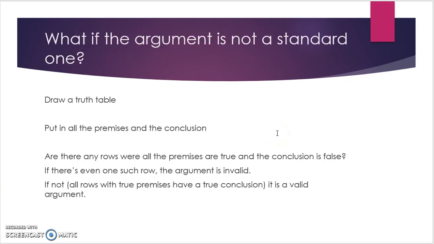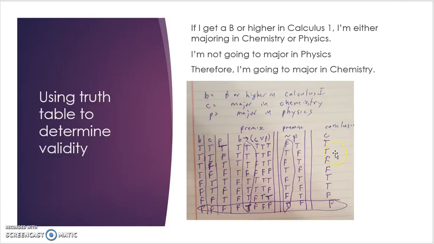So what if it's not one of these 6 types? You're going to draw a truth table. You're going to have the premises, you're going to have the conclusion, and you're going to look for rows where all the premises are true and the conclusion is false. If you can find any such row, then the argument is invalid. And if that never occurs, then the argument is valid. Okay, so here's an example.